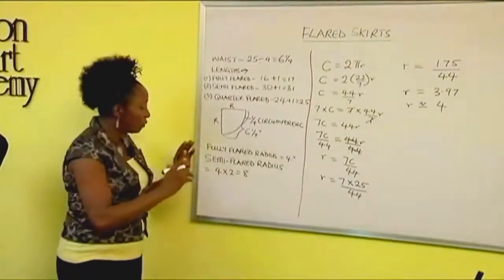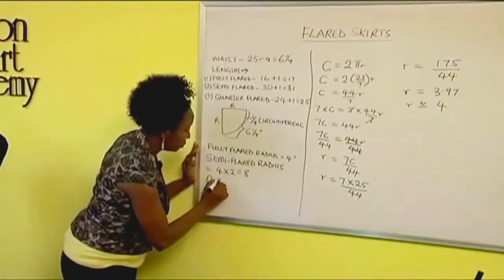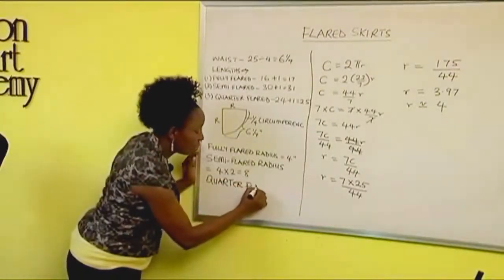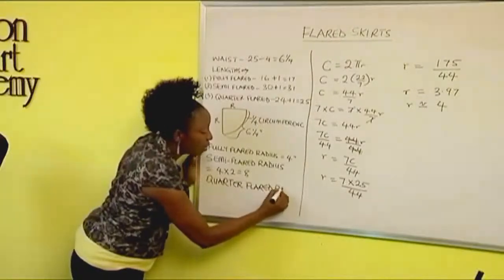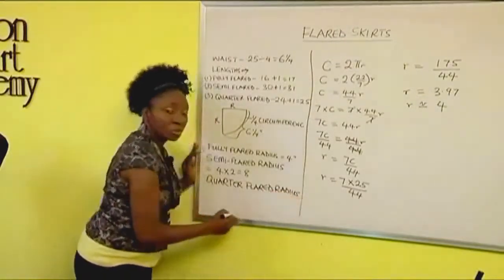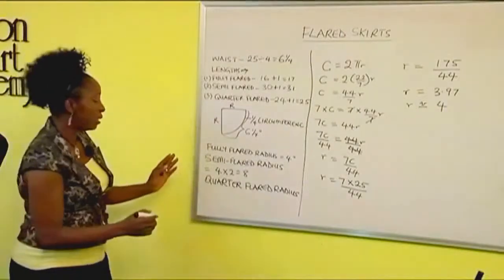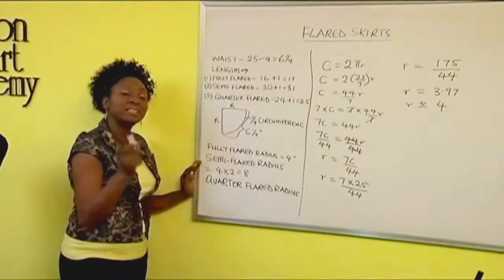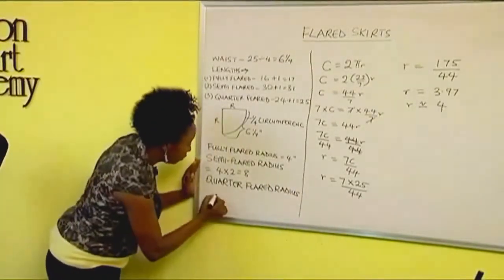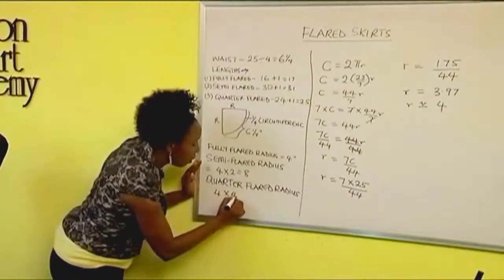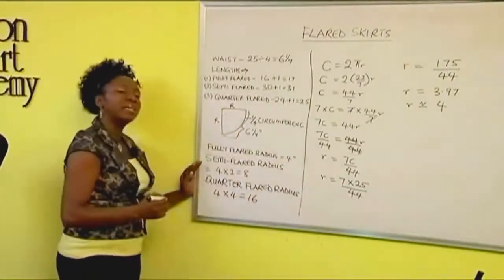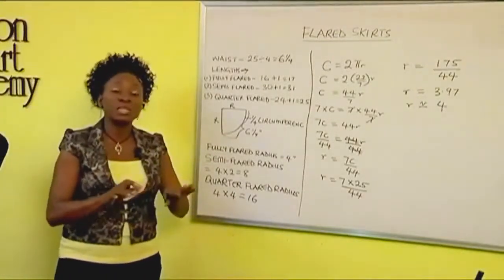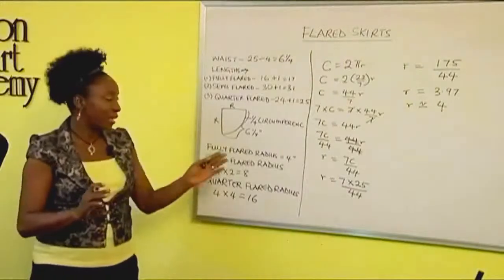Now, let's look at our quarter flared. For our quarter flared radius, I'm sure you can guess what we're going to do because it's a quarter. We're going to take this same fully flared radius we have here and multiply it by 4. That would be 4 inches times 4, and that will give us 16 inches. Now, I would not fold my fabric at all. I will use it as single ply, just like that. And you can see the differences.